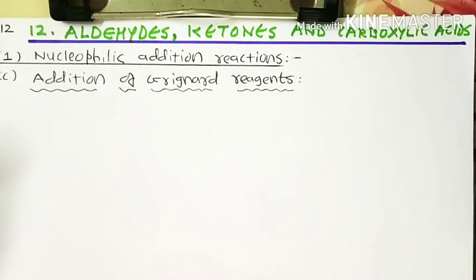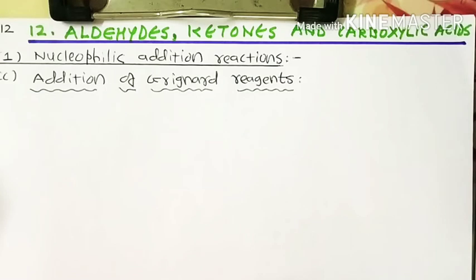As we know, at present we are studying the chemical reactions of aldehydes and ketones, and under this title we are deeply interested in nucleophilic addition reactions. In the last sessions we completed two different nucleophilic addition reactions: first with hydrogen cyanide and second with sodium bisulfite. Both have certain applications that we have to know. But today we start with the addition of Grignard reagents.